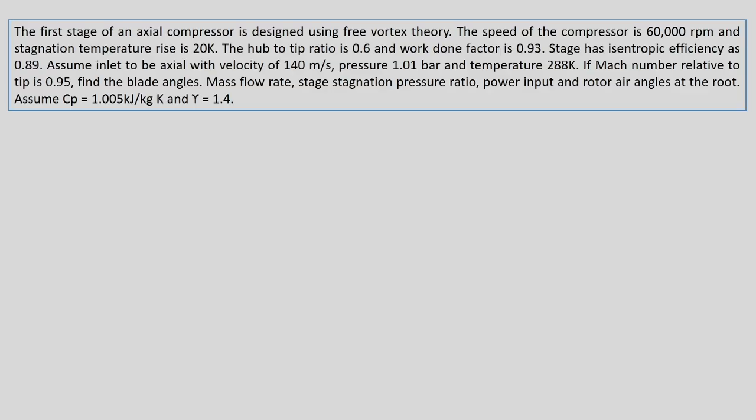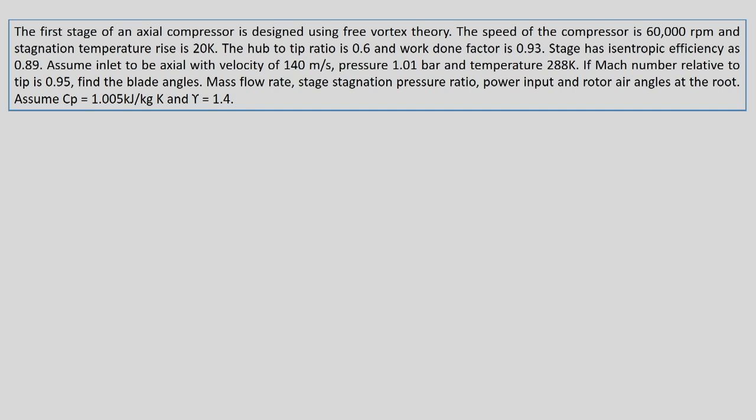Welcome to the class. We will see some more examples on axial compressor. The example reads that the first stage of an axial compressor is designed using free vortex theory. The speed of compressor is 60,000 rpm and stagnation temperature rise is 20 Kelvin. Hub to tip ratio is 0.6 and work done factor is 0.93.